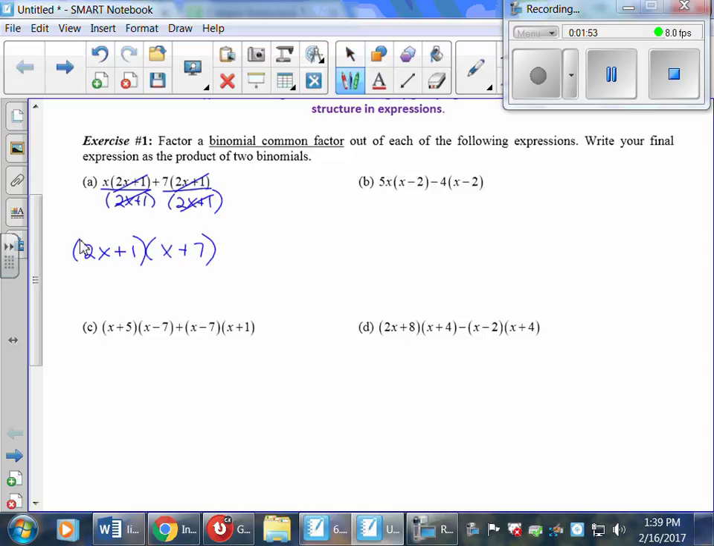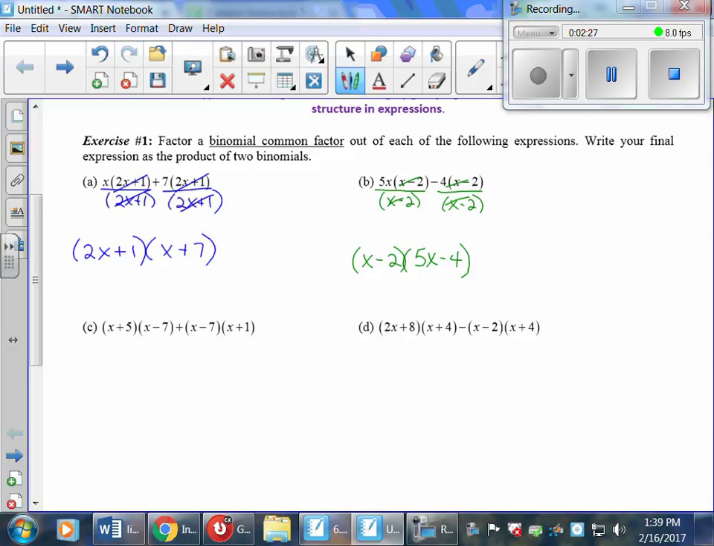Moving on to B. Same scenario. In this case, if you take a look at it, we have x minus 2. So we're going to put our x minus 2, which is common to both terms of our polynomial here, and we're going to divide out that x minus 2. And then what are we going to get here? We're going to be left with 5x subtract 4. So hopefully you're getting the idea how this works.